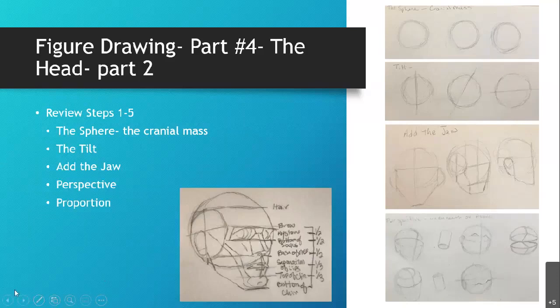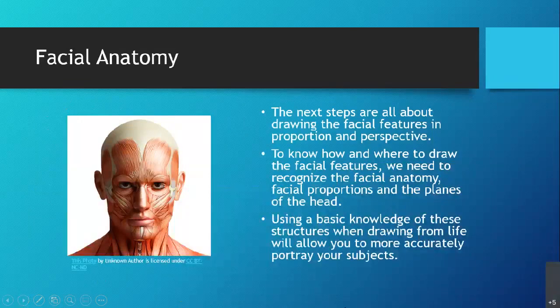So let's get started. The next steps are about drawing the facial features in proportion and perspective. To know how and where to draw the facial features, we need to recognize the facial anatomy, facial proportions, and the planes of the head. Using a basic knowledge of these structures when drawing from life will allow you to more accurately portray your subjects.